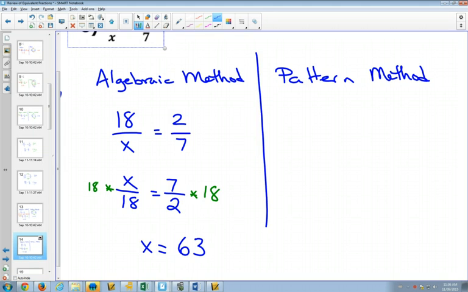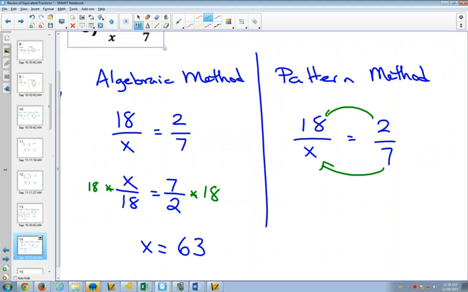Awesome. All right. So with the pattern method, we start with 18 over x is equal to 2 over 7. We want to find out what x is. So if I draw an arrow, what would I have to do to that 7 to get to the x? Draw the arrow in the same direction up here. Well, how do I get from 2 to 18? I have to multiply by 9. So then if I multiply by 9 down here, 7 times 9, I get x is equal to 63. Woohoo!